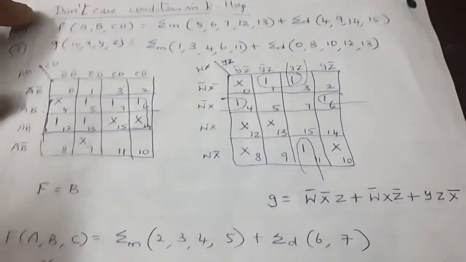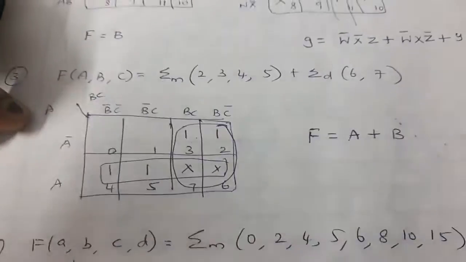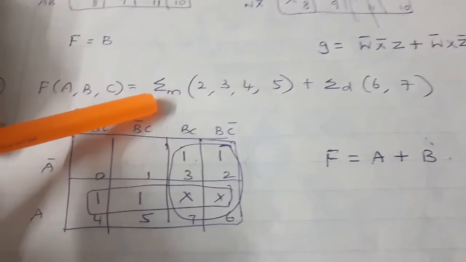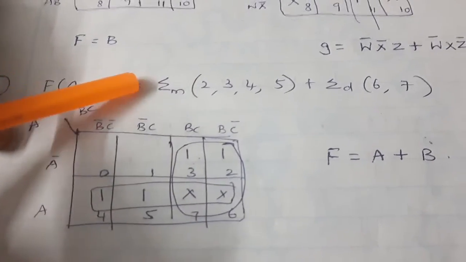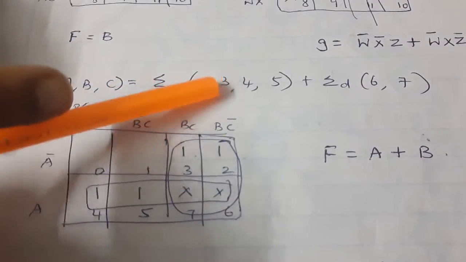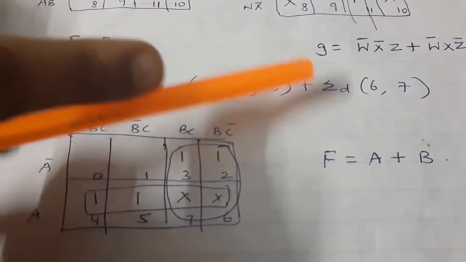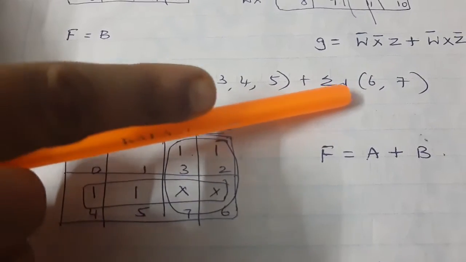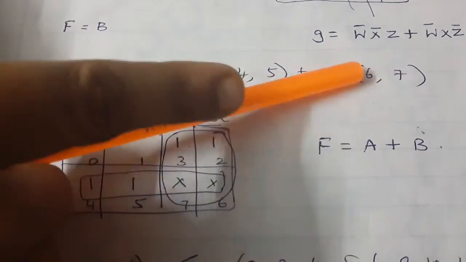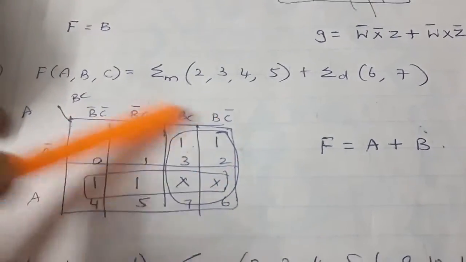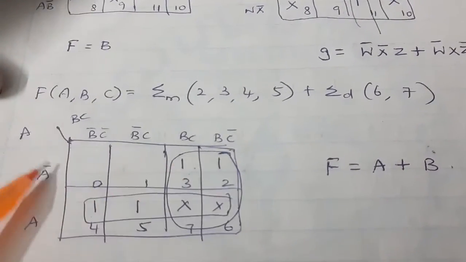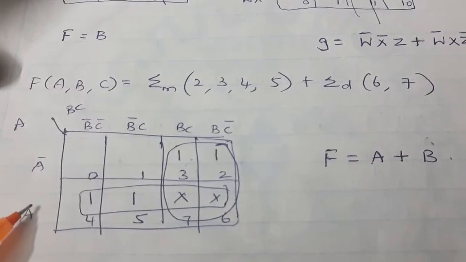Let us assume a 3 variable K-map, A, B, C, with don't care conditions. This is the equation given where you need to do the K-mapping: sigma m of 2, 3, 4, 5 plus sigma d, which means the don't care values, 6 and 7. You need to first mark it. Let me take a 3 variable map: 4 columns with 2 rows.